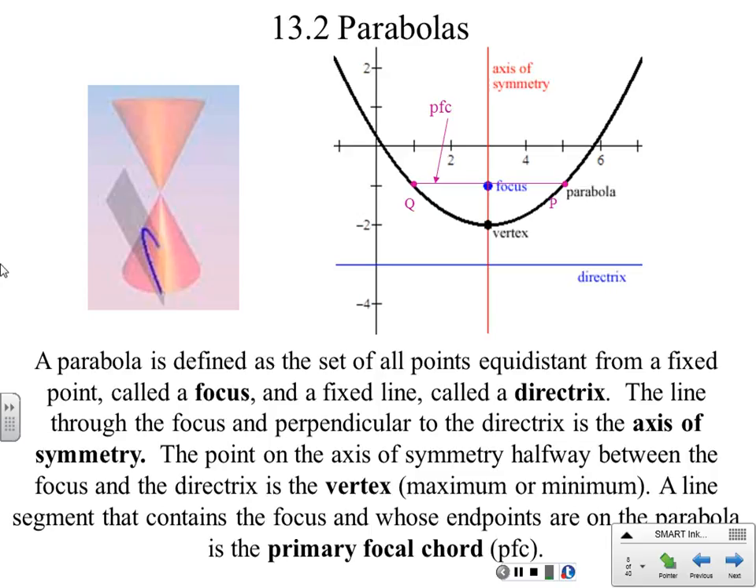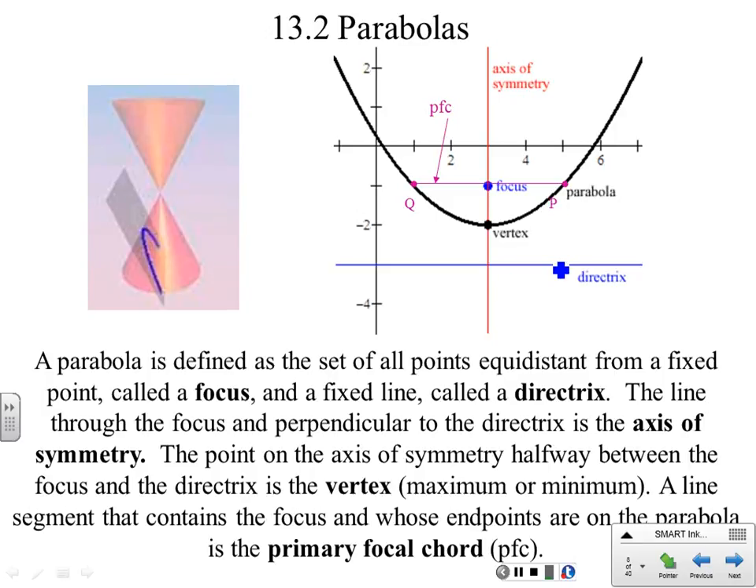Okay? Now, a fixed line called the directrix, which you can draw a right angle to. So, your directrix would be here. So, for example, your distance from your focus to here is the same as from here to here. So, this is the same distance, and this is the same distance. So you need to know where the focus is, and you need to know where the directrix is.